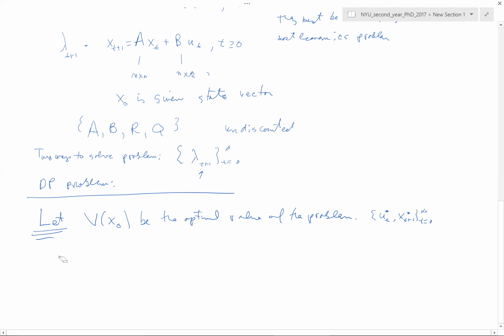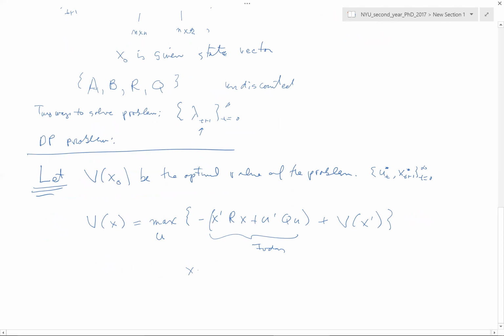So what's our approach going to be? The next approach, if you do dynamic programming, we're going to write a Bellman equation, and the Bellman equation would look like this. That's just u for today, and we write x prime r x. That means today. Plus u prime q u. That's today. And then we add in tomorrow's value function, v of tomorrow. And then we just solve basically what's a one-period problem, where the prime means tomorrow here.